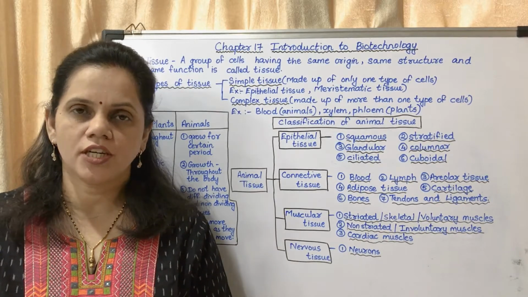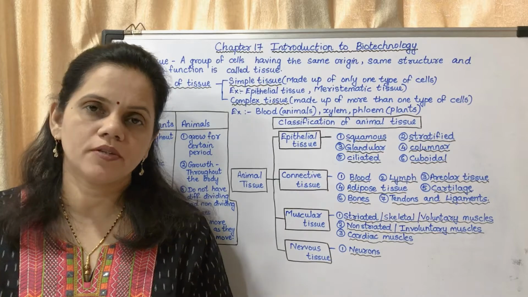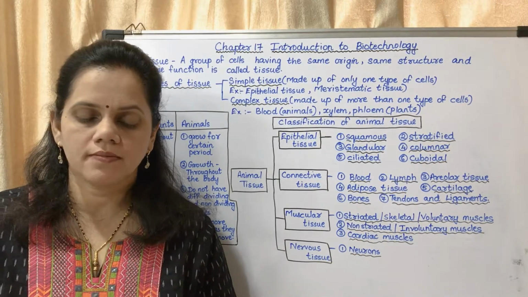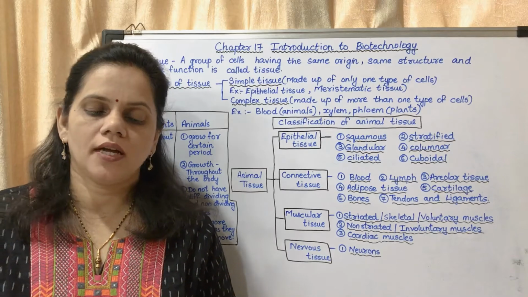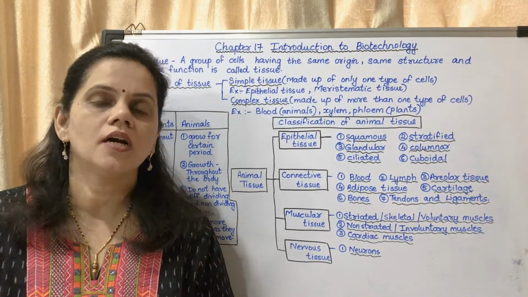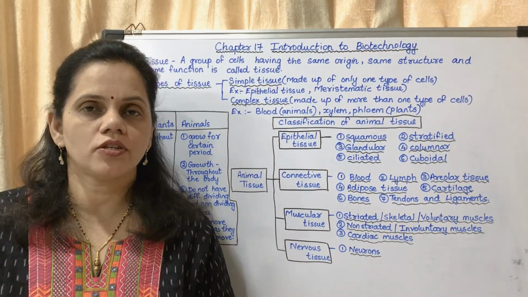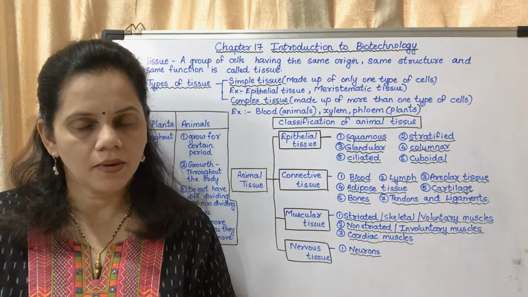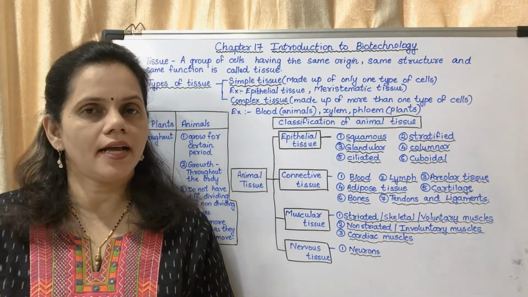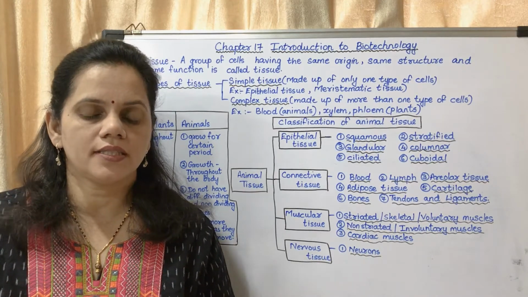Today we will start with chapter 17, Introduction to Biotechnology, which is a chapter from Science B or Science 2. What are the topics we will see? Tissues, animal tissues and plant tissues. You have the study of classification, structure, position and functions of animal tissues and plant tissues, tissue culture, agritourism and agribusiness. Okay. First we will see the can you recall questions.